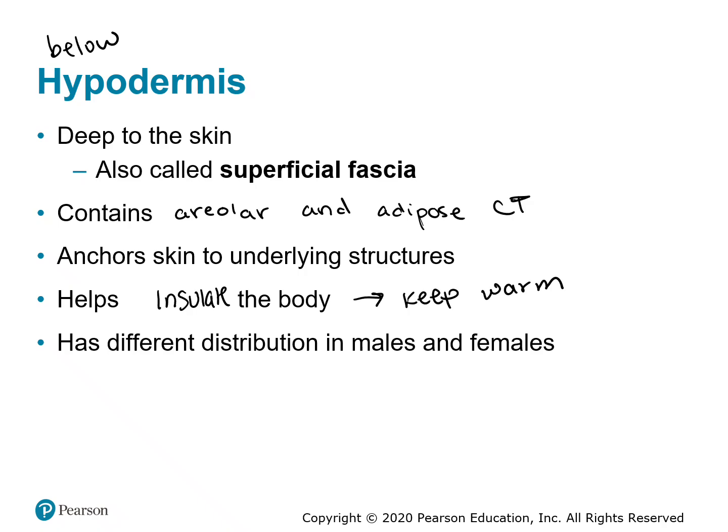And there are different distributions of this hypodermis in males and females. Females will have this distribution of hypodermis more so in the hips, in the stomach, in the butt area, in the breasts, whereas males, you'll see more of that hypodermal distribution in the legs, in the arms, stuff like that. Okay?